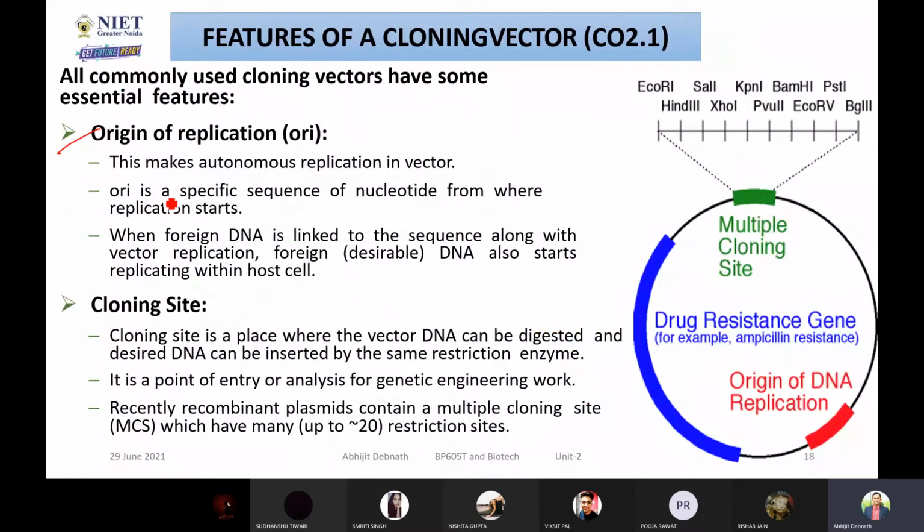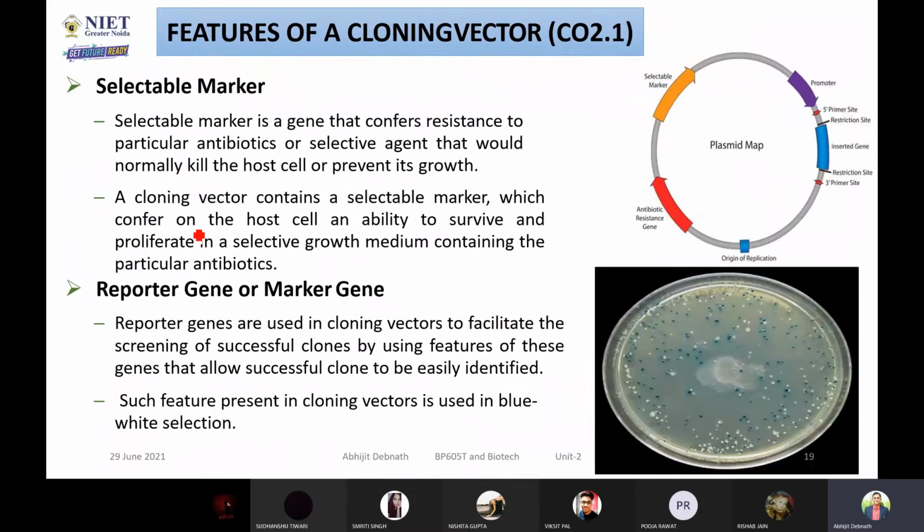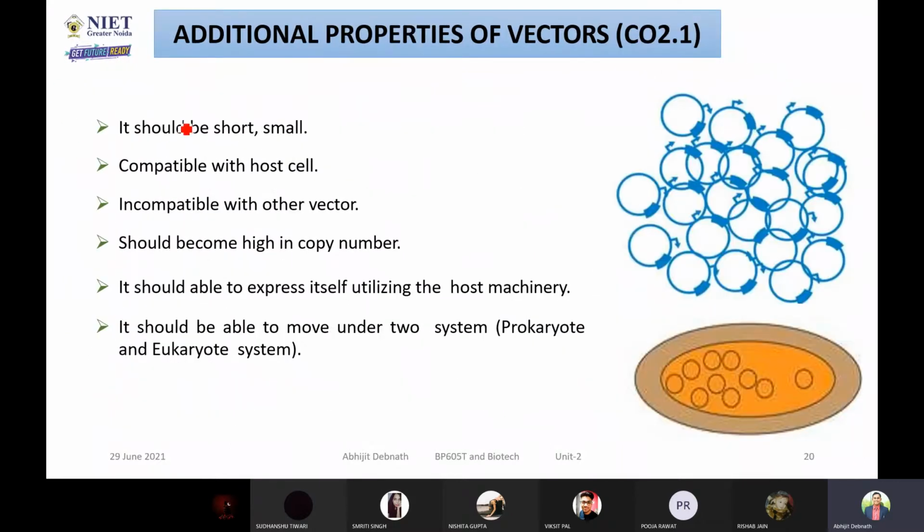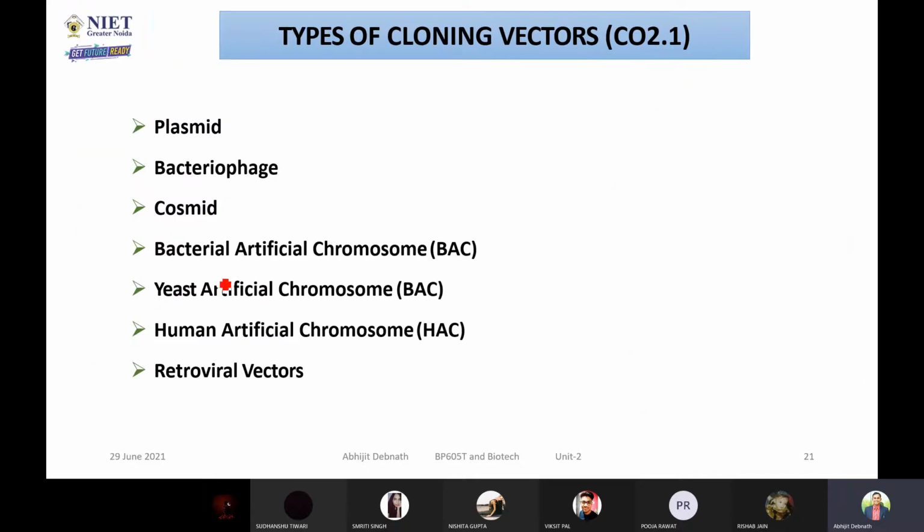Within features, we have seen the origin of replication, cloning site, then the selectable marker, reporter gene. Then we have seen various other properties of the vectors, like it should be very small and short, it should be compatible with the host cell and with the other vector, and should be high in copy number, and it should be able to express itself utilizing the host machinery, and it should also be able to move between two systems, that is prokaryote and eukaryote.